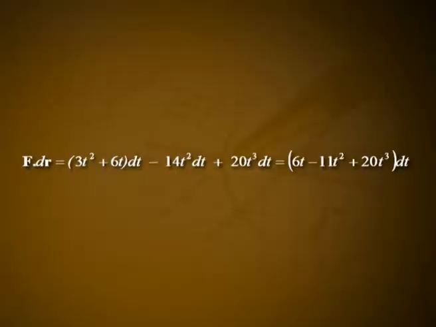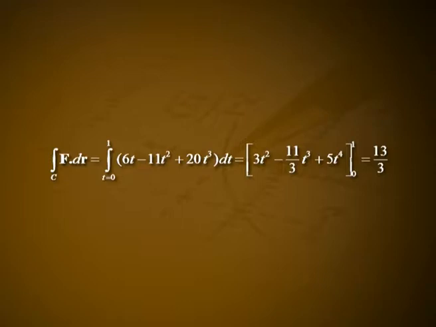Substituting x is equal to t, y is equal to t, z is equal to t in equation 2, we get the following. F dot dr is equal to 3t square plus 6t dt minus 14t square dt plus 20t cube dt, which is equal to 6t minus 11t square plus 20t cube dt. In C, t varies from 0 to 1. Hence, we obtain the following. Integral over C f dot dr is equal to integral over t is equal to 0 to 1 of 6t minus 11t square plus 20t cube dt, which is equal to 3t square minus 11 by 3 t cube plus 5t raised to 4 over 0 to 1, which is equal to 13 by 3.